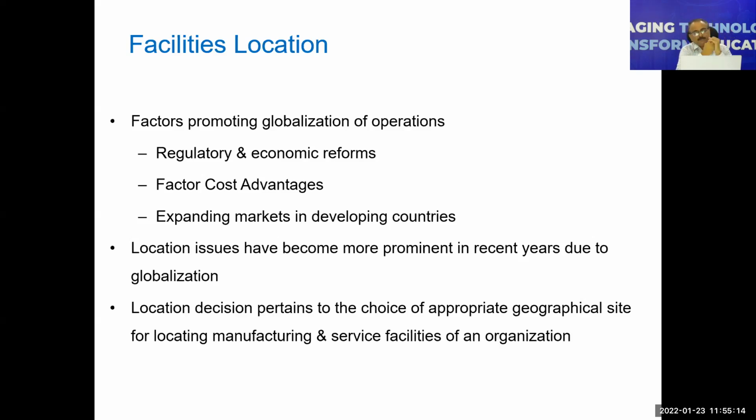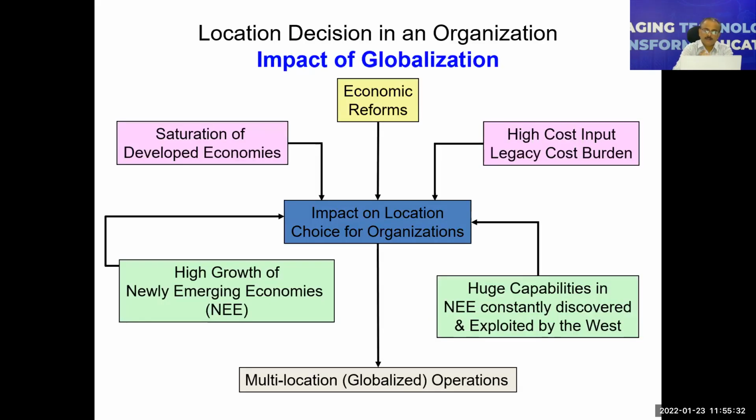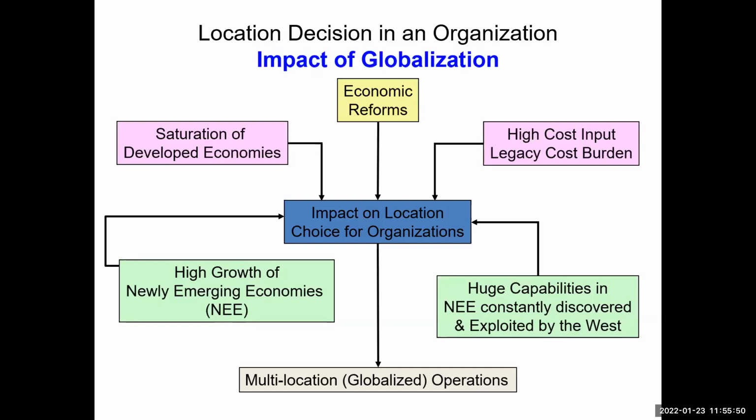So in all such decisions, where they should locate the particular facility, the facility location decision or facility location problem will form a major part of their decision as far as these locations are concerned. So whenever any organization is looking at the location problem, or they are looking at the choice of the location, they have to look at a number of factors like the economic reforms, then what kind of new emerging economies are coming up.